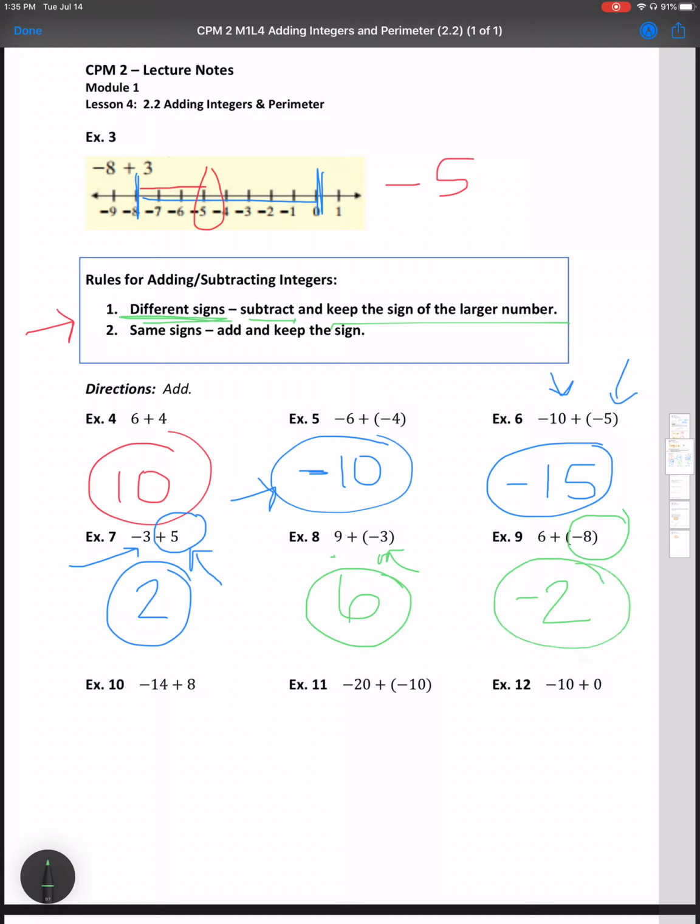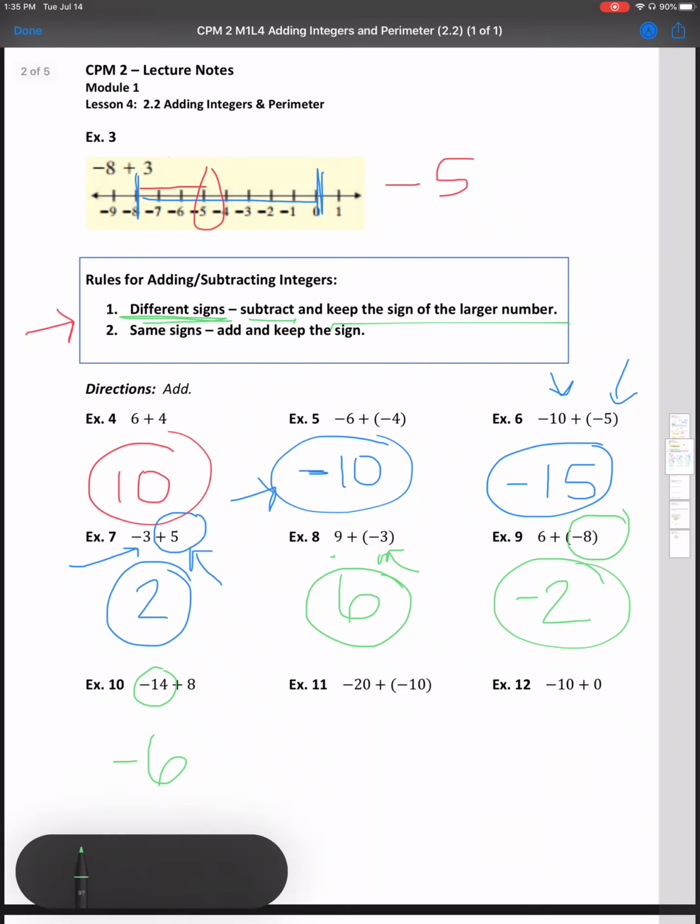Okay, example 10, same sign or different signs. Again, yes, they have different signs. So we're going to subtract. 14 minus 8 is 6. Keep the sign of the larger. Which one is larger? And what's in front? So -6. Example 11, -20 plus -10.